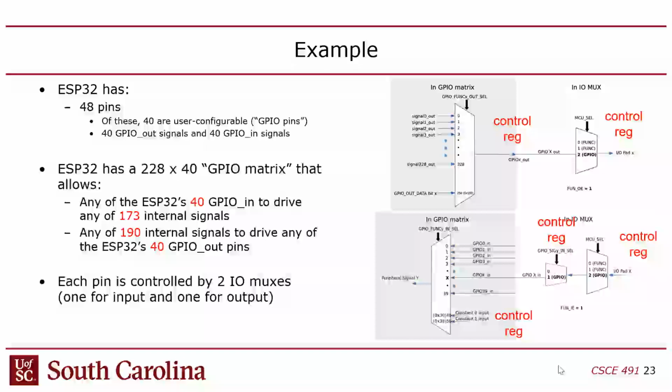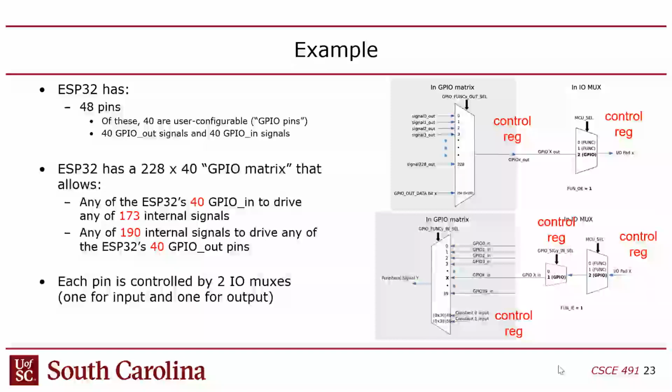And so if you want to take any of these signals and attach them to any of the 40 pins, you have to set up this mux. It's called a GPIO matrix. And so there's one of these for input and there's one of these for output. But I'm going to show the output one first.